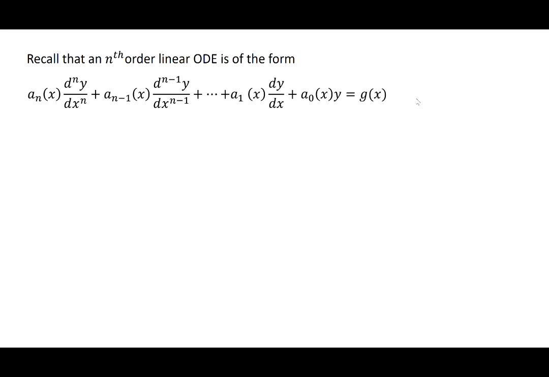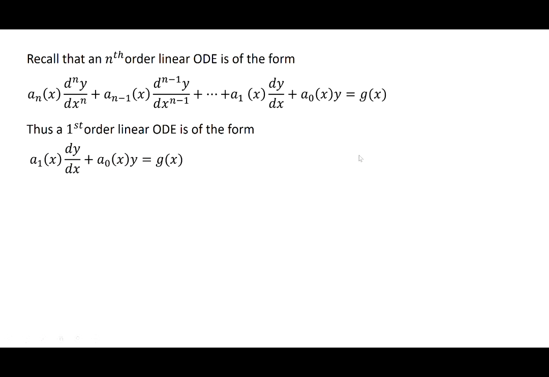Now if I were to ask you, can you tell me what a first order linear equation would look like? This is for nth order. What would the first order be? Oh, that means d to the n y would be d to the 1 y, or simply dy/dx, and the coefficient would be a1 of x. So the first term on the left hand side would be a1 of x dy/dx. After that, we should have plus a0 of x y equals g of x. So that's what I'm saying here.